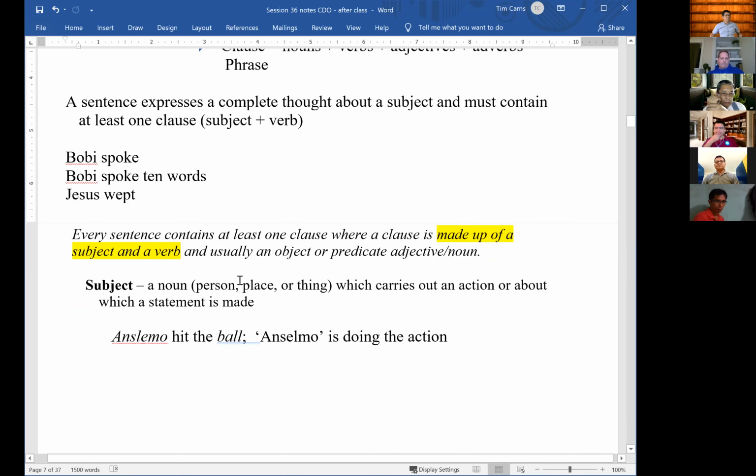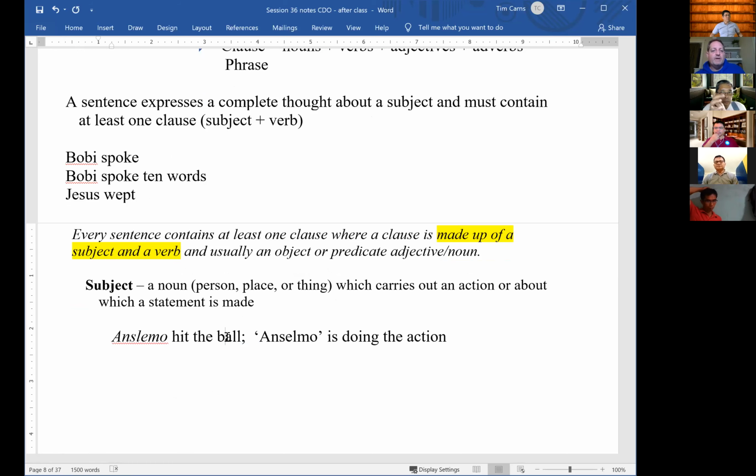So again, the subject of a sentence, simply think of it as a noun which carries out an action or about which a statement is made. Here, Anselmo hit the ball. Anselmo, sorry, brother, I spelled your name. Anselmo is doing the action, so he's the subject of the sentence. He's the focus. It's a noun which carries out an action.